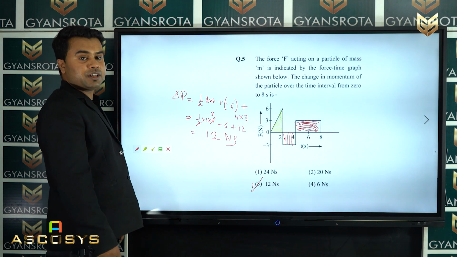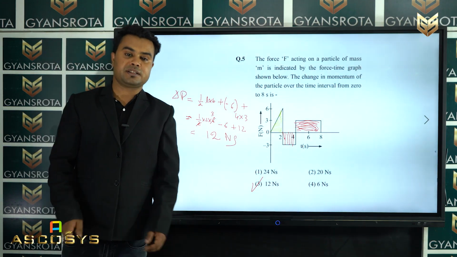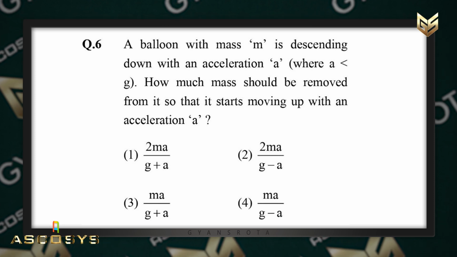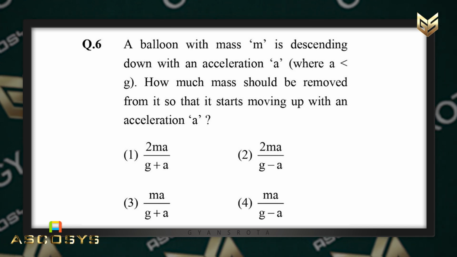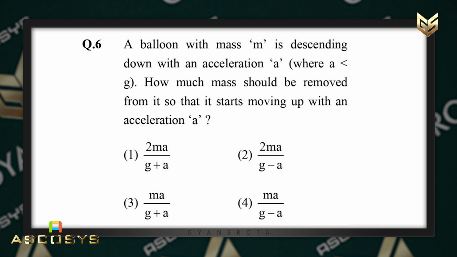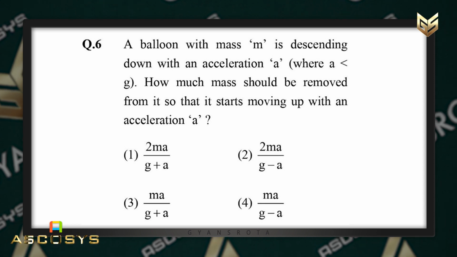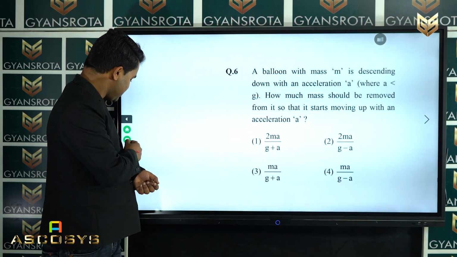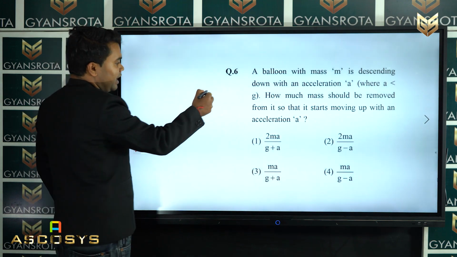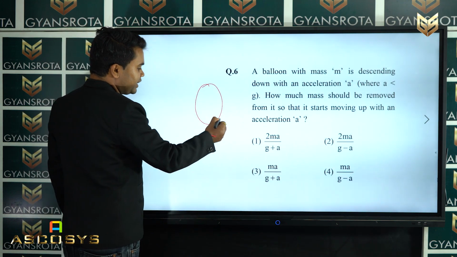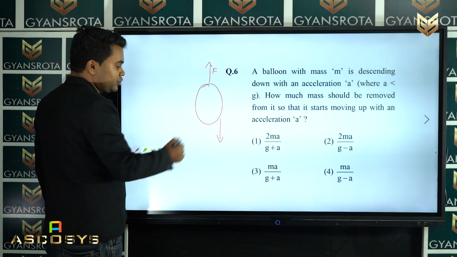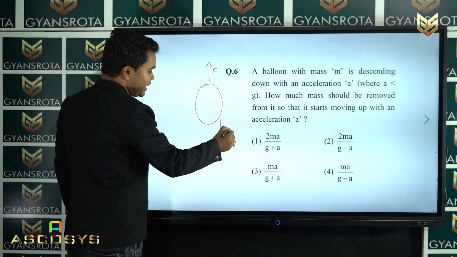Now, let us move to the next question, question number 6. A balloon with mass m is descending down with an acceleration a, where a is less than the acceleration due to gravity. How much mass should be removed from it so that it starts moving up with an acceleration a? It is a good question from the mechanics part. It says that I have a balloon which was moving down. So, it will have an upthrust force maybe. If it is moving down, it will have weight mg.